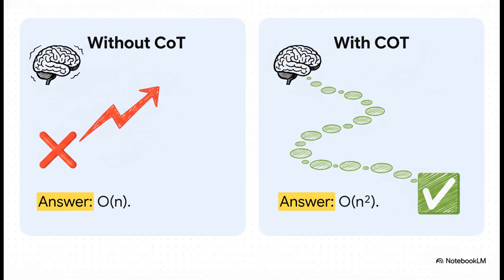This slide just says it all. Without COT, the model rushes, takes a guess at the answer, and gets it wrong. But with COT, it's forced to break it down. It literally says, okay, first I see nested loops, the outer runs n times, the inner also runs n times, so the complexity is n squared. It gets the right answer because it followed a logical process. And the best part is, you get to see that reasoning.